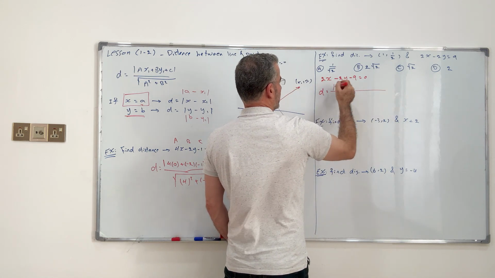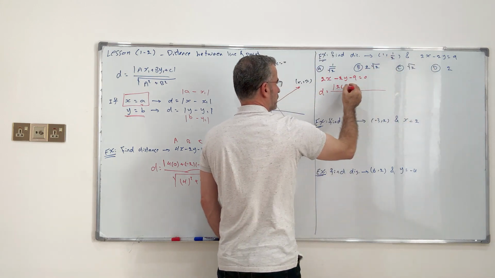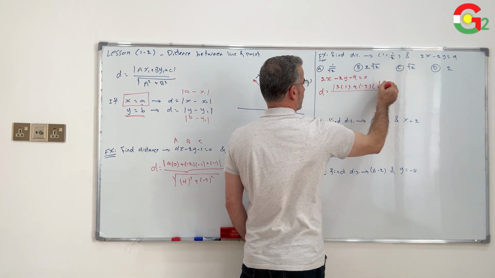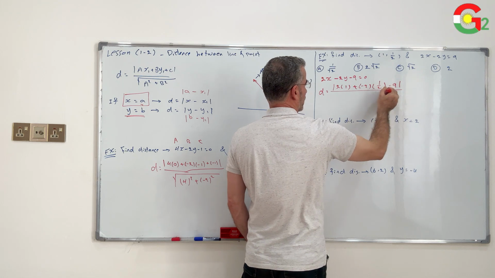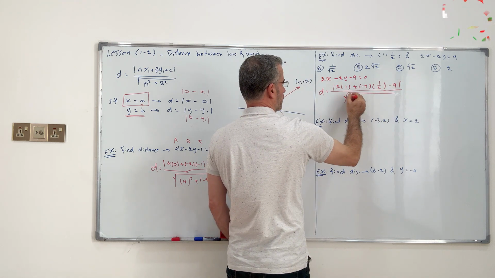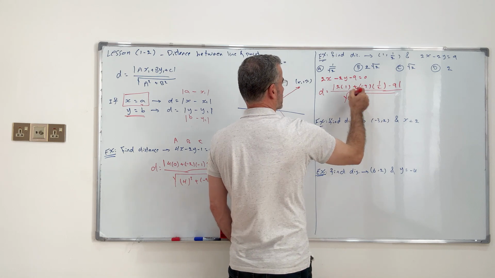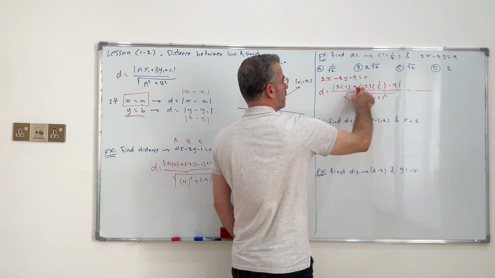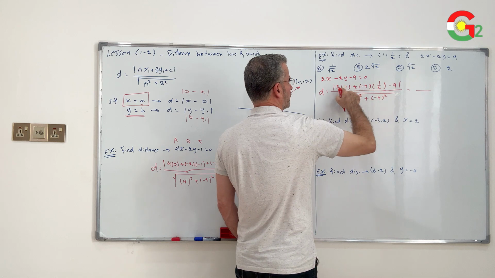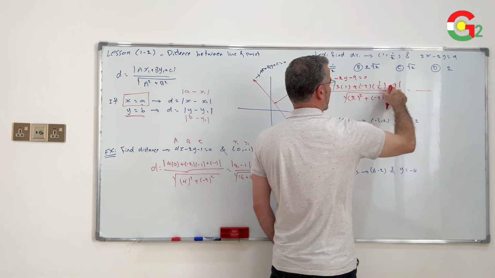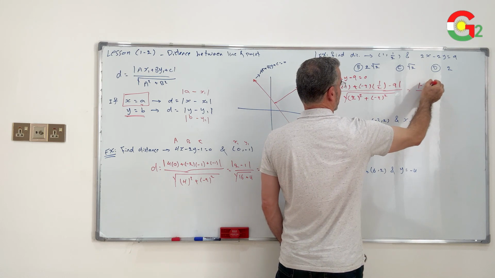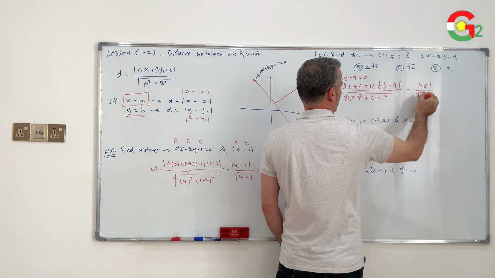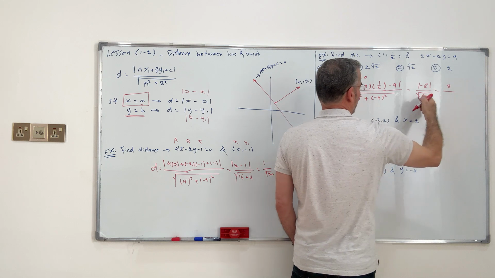absolute value a x1 plus b negative 2 times y1 plus c minus 9 over square root a square plus b square equal to 2 negative 2 times 1 half negative 1, 2 minus 1, 1, 1 minus 9, minus 8 over square root 2 power 2, 4, 2 power 2, 4, 4 plus 4, 8. Then it will be 8 over square root 8.